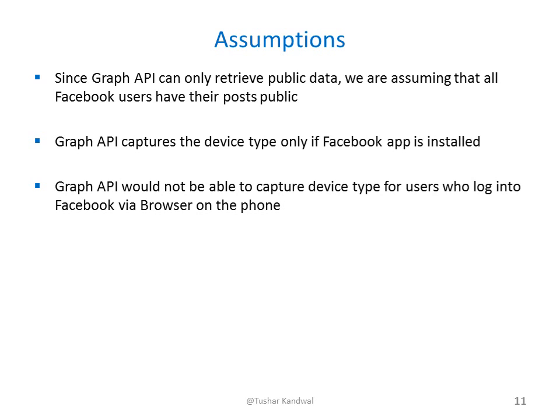There are a couple of assumptions in this analysis. Since Graph API can only retrieve public data, we are assuming that all the Facebook users have their posts public, which is a pretty big assumption, but that is what we are going to be doing because we cannot access the private status updates of people. And the other limitation is that Graph API captures the device type only if the Facebook app is installed on the device. So Graph API would not be able to get the device type if a user is logged into Facebook via the browser on their phone. So it has to be the Facebook app that was installed.